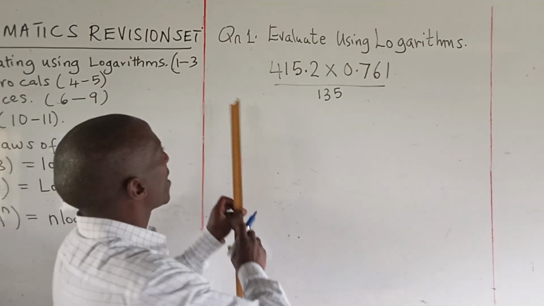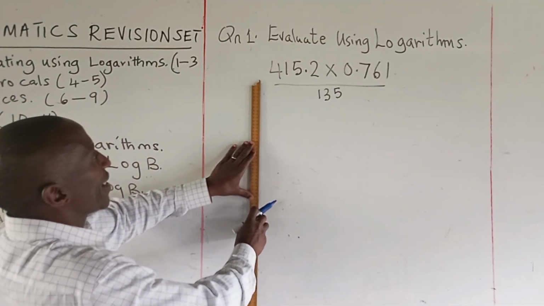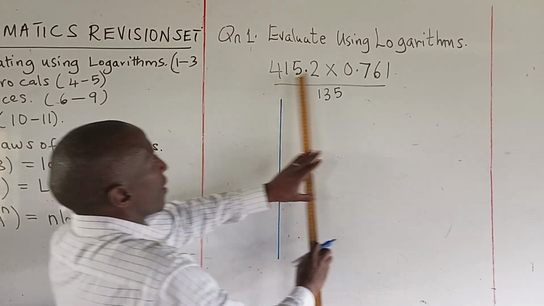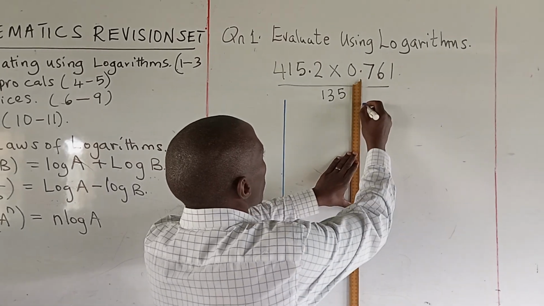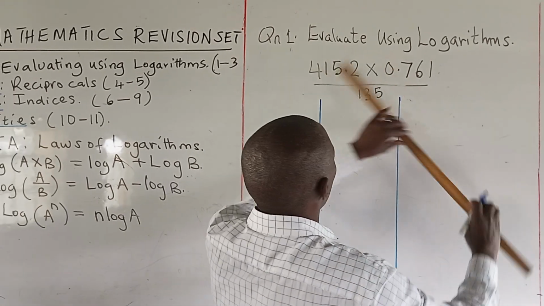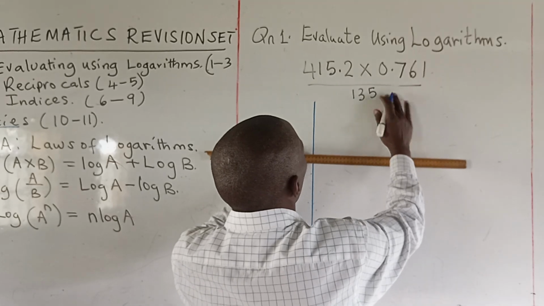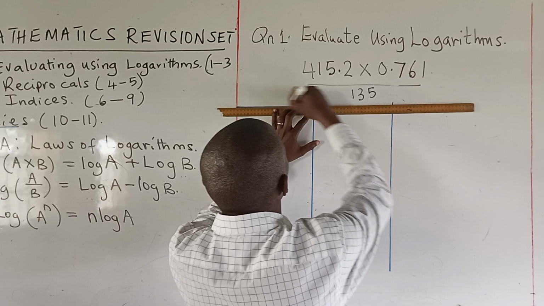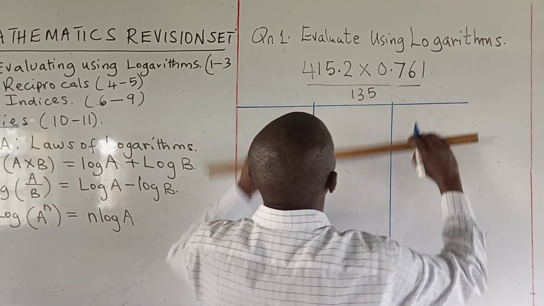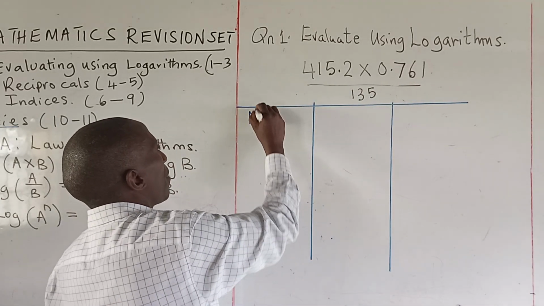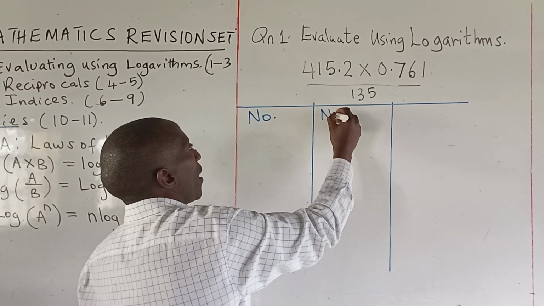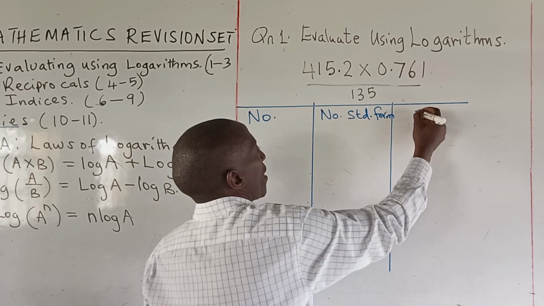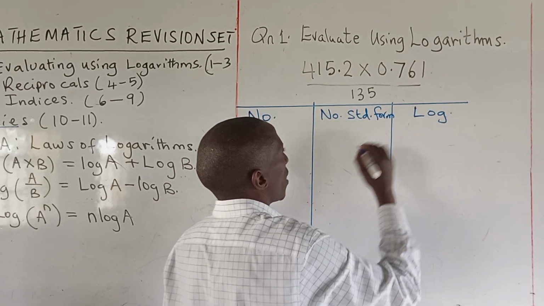We are going to use the number and logarithm format, whereby we have the numbers here. Then we shall have that number in standard form and the logarithm at that end. So we can tabulate our answer in this form. Here we have our number, this is the number in standard form, and here is the logarithm of that particular number.